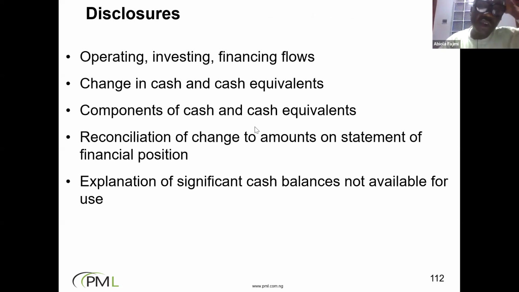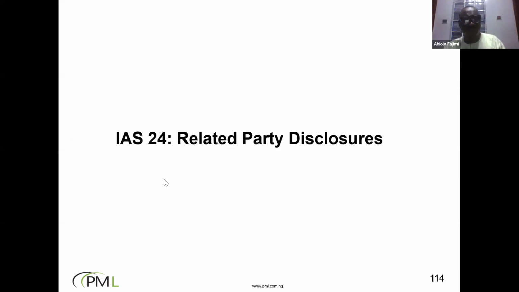Like I mentioned, we must show the operating, investing and financing activities on the face of our cash flow. The change in cash and cash equivalents, you also need to show it. And there must be a reconciliation to the amount in the statement of financial position, showing how the cash and cash equivalents have changed. Let me take related party disclosure.